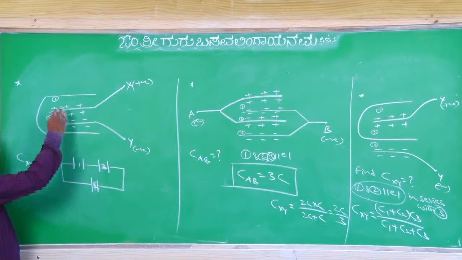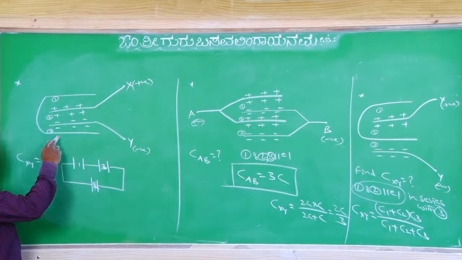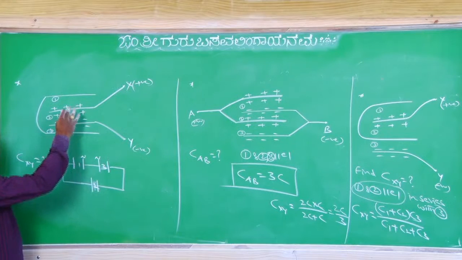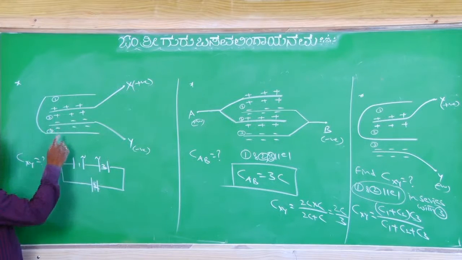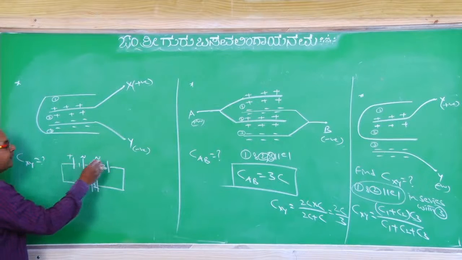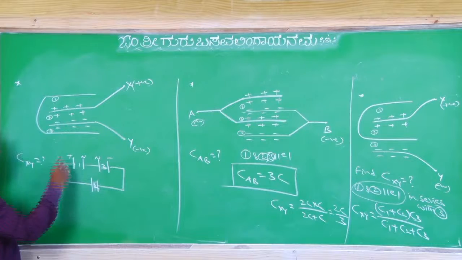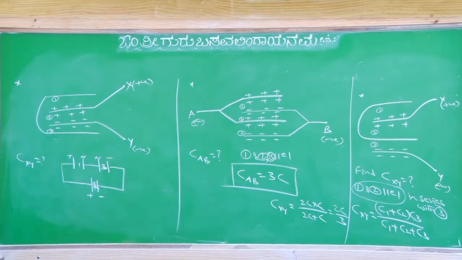1, 3 series means 1, 3. Common what? Neutral. This is neutral. This is neutral. This is, what is that one? Positive and 3 negative. Positive, negative. And second one, this is positive, negative. Right or wrong? This one. Here identical, so no problem. But if they are having different size, problem will come.